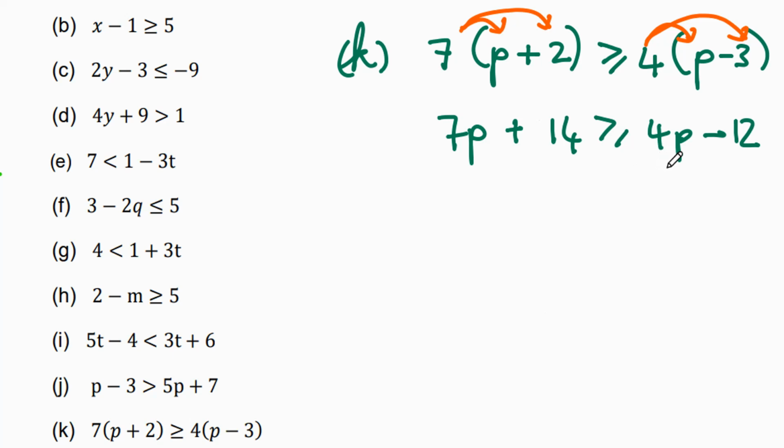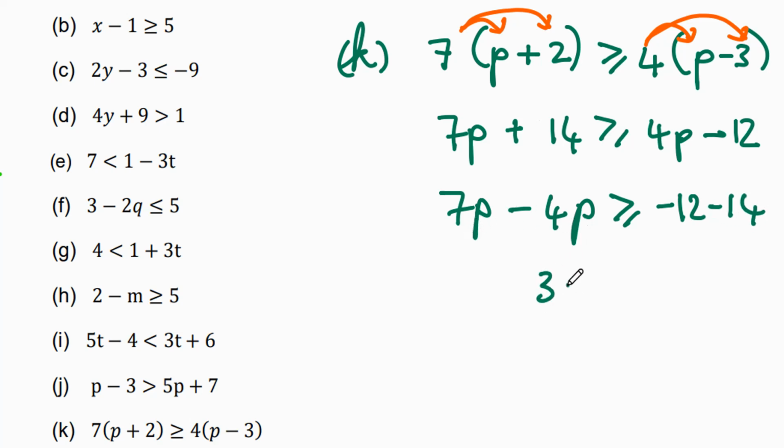Now we bring all the letters to the left-hand side. So 4p to the left-hand side becomes negative 4p. And at the same time, we're going to move the 14 to the right-hand side. So it becomes negative 14. 7p minus 4p is 3p. And this, of course, is negative 26.